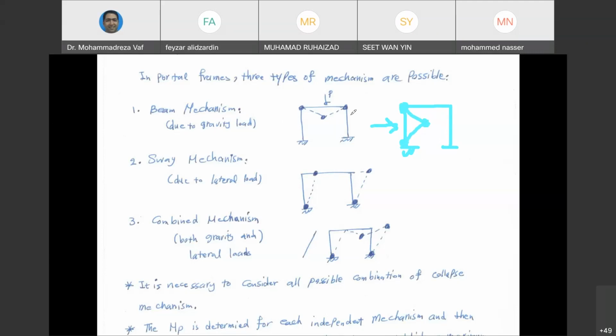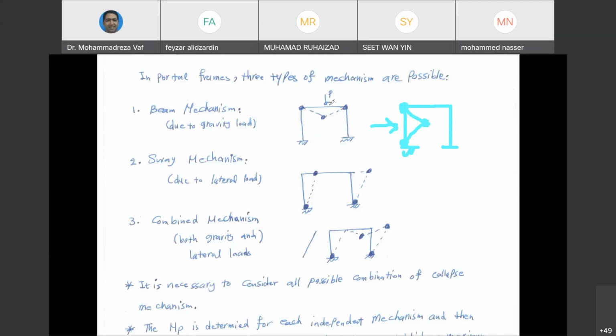So in the beam mechanism, basically, you're going to have three plastic hinges, similar to what we said for the beam. And the location of these plastic hinges is always at the location of maximum bending moment, which is going to be both sides of your beam. And if you have a point load, under the point load that you have on your beam. And if it is a column, again, it's going to be both sides of your column and also the location that the force has been applied to the column.